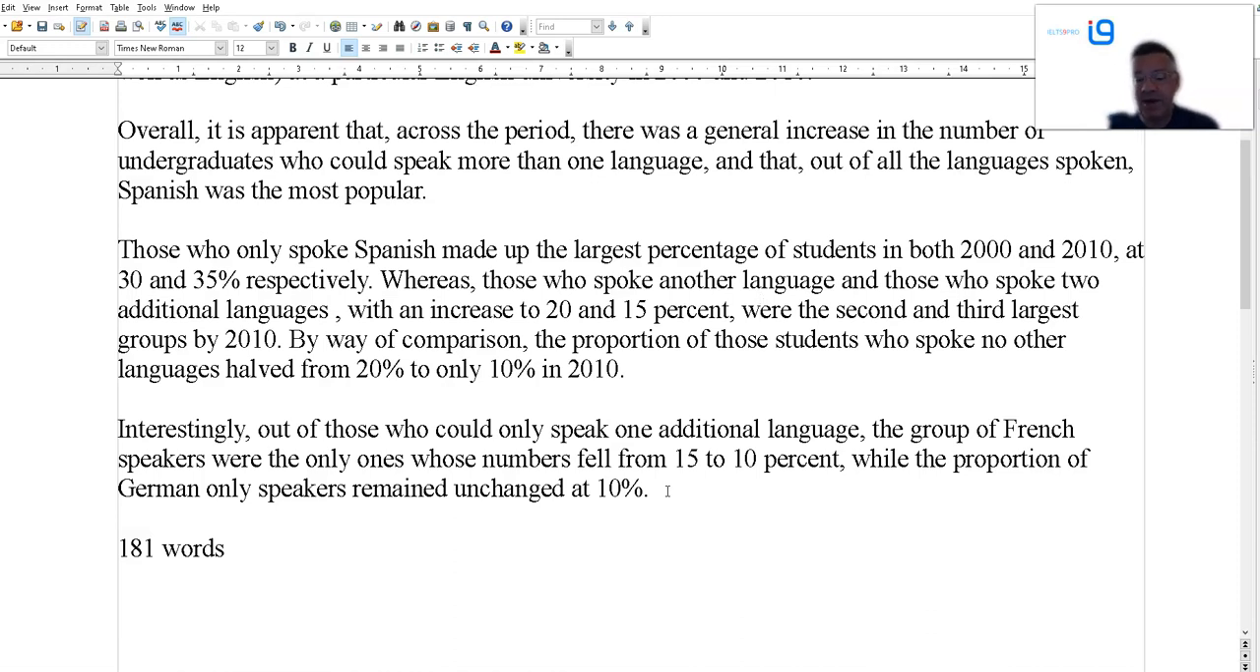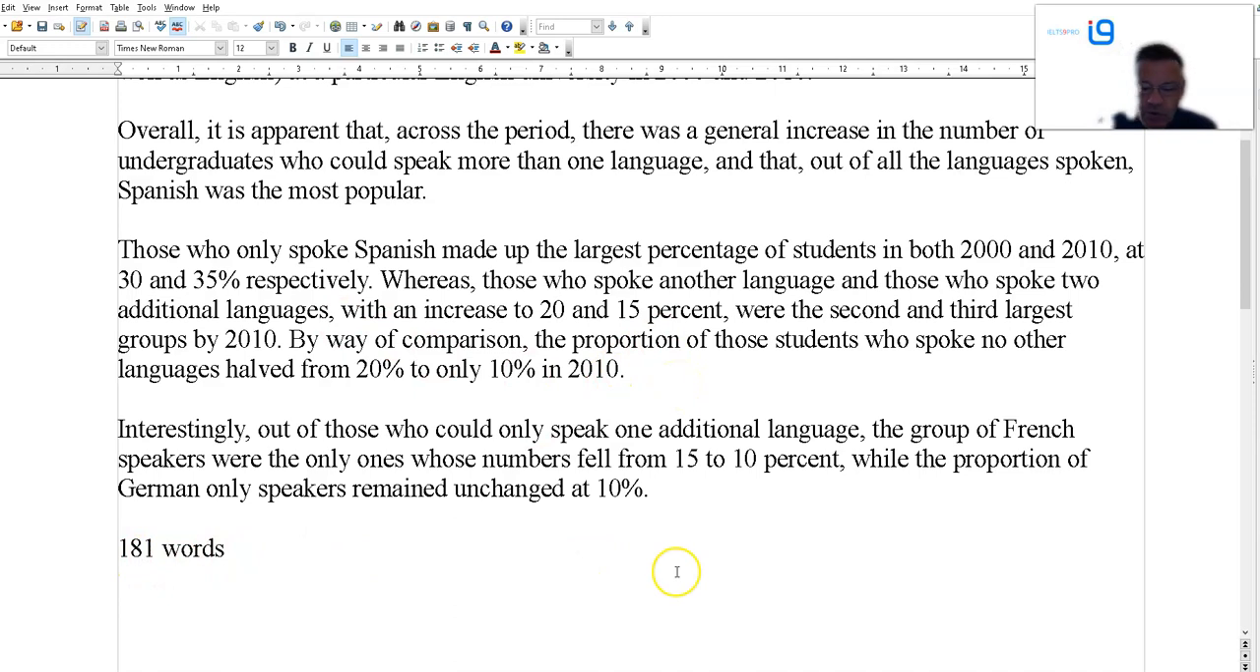So if you think about it, that's really a logical organization. You've got the biggest first, then you've got the second, then the third, then you've got the one that's gone down and one that's unchanged. Or you could put the one that was unchanged first and then the one that went down. It doesn't matter really, but you've got more or less a logical flow of organization. So that's what you want.